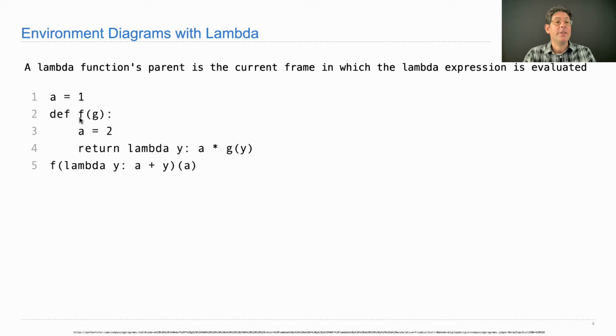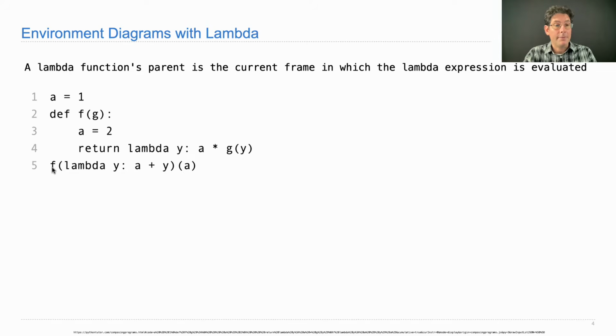We define a new function f, which takes a function g, assigns a to 2. This will be a local assignment within an f frame. Then it returns a function, in this case, a function that's created through a lambda expression, lambda y: a times g of y. So here we see how g is used, as it's called within the body of the lambda.